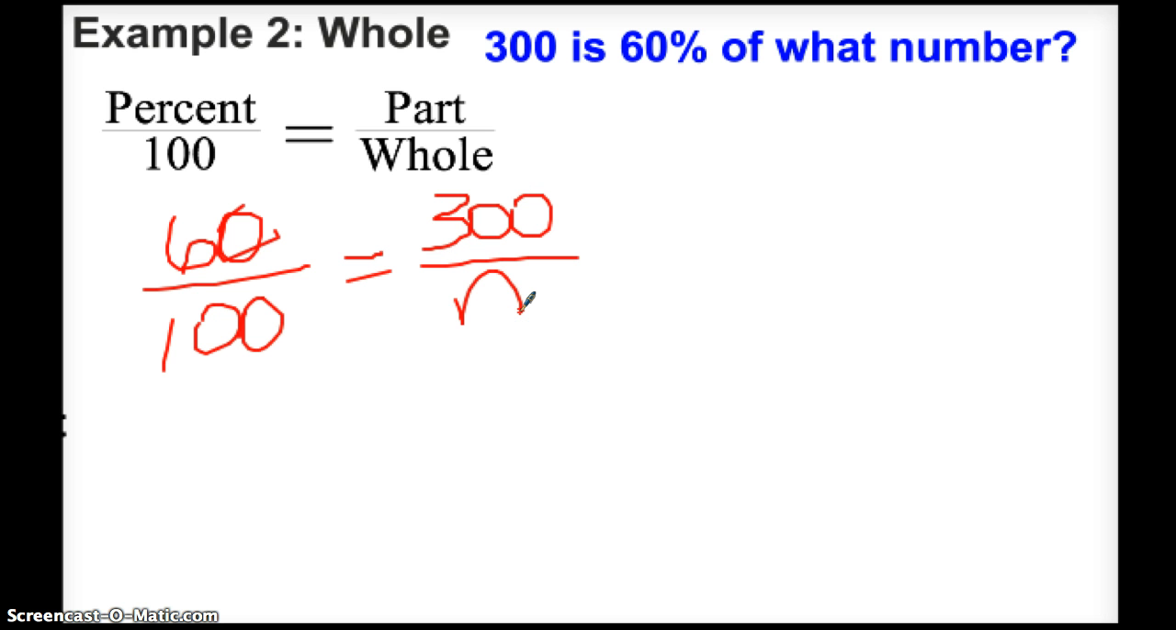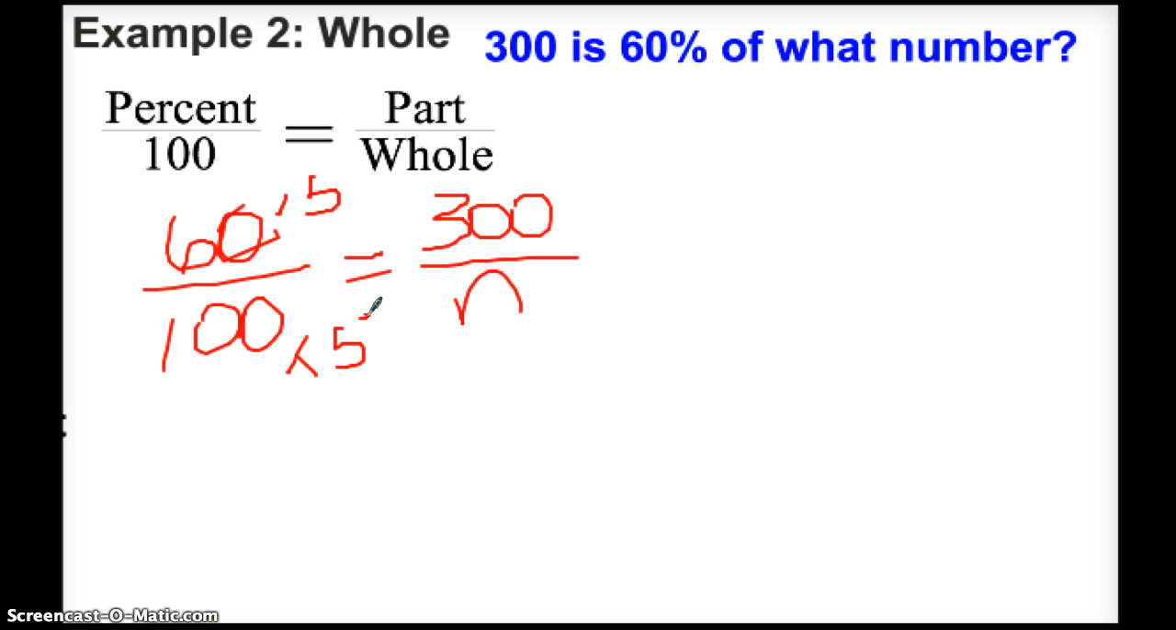So I'm going to represent that with a variable again. The same thing applies here. I don't know what the value of n is, so I can't use the 100 to get me there, but I do know the top, or the numerator, in both these situations. So I can say to myself, what can I multiply 60 by to get 300? Well, it just so happens that you would multiply 60 times 5 to get 300.